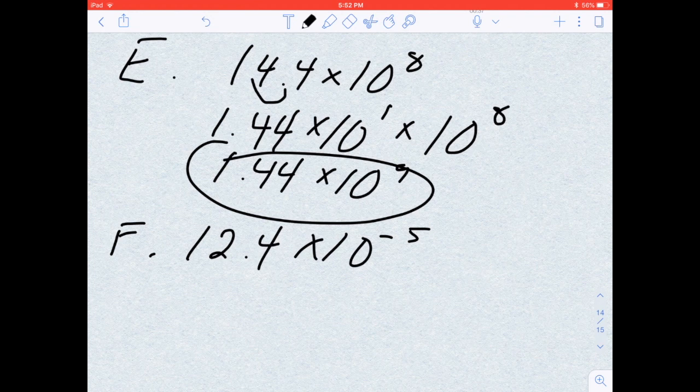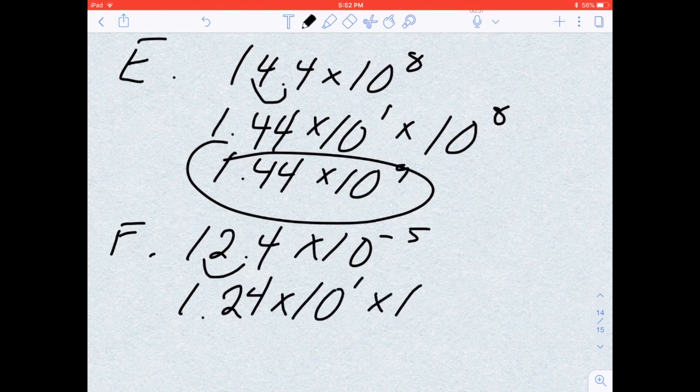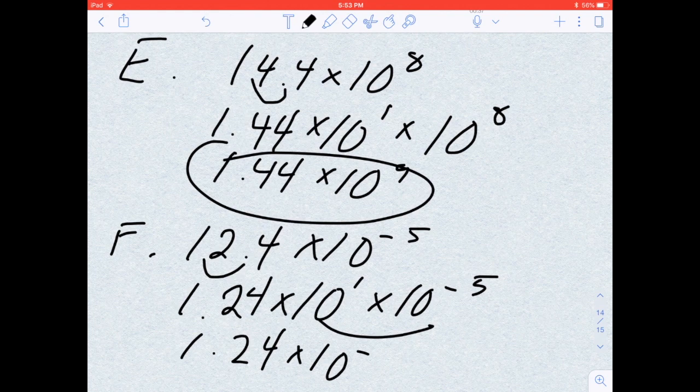And last but not least, letter F, I have 12.4 times 10 to the negative 5. Move it over 1 to the left. Means it's going to be a positive exponent. Moved it 1 hop, so 10 to the 1 times 10 to the negative 5. Simplify that part, 1.24 times 10 to the negative 4.